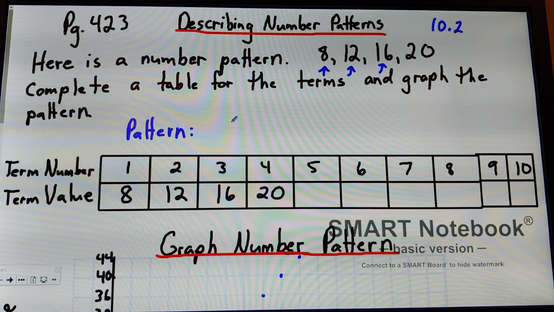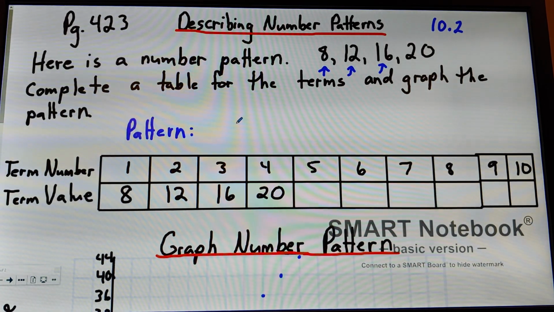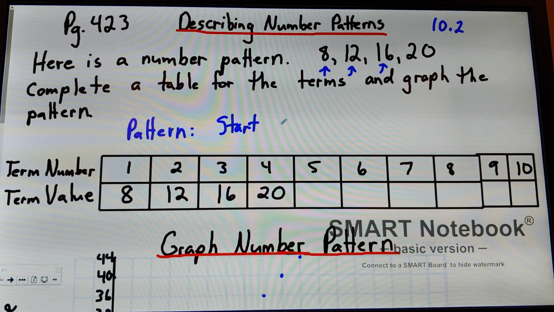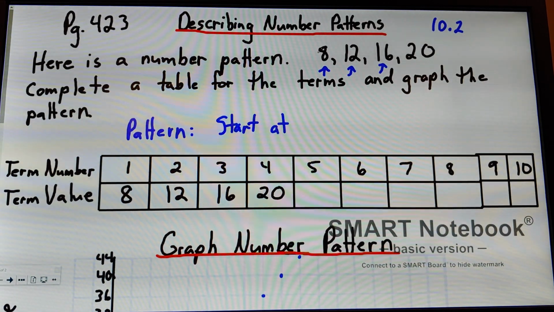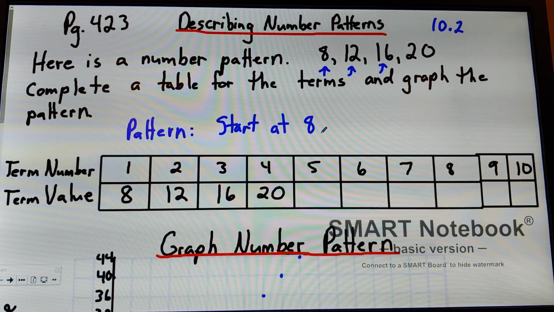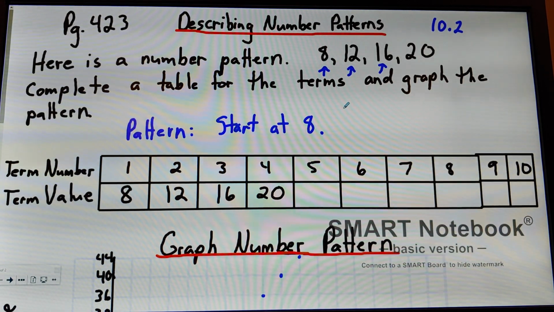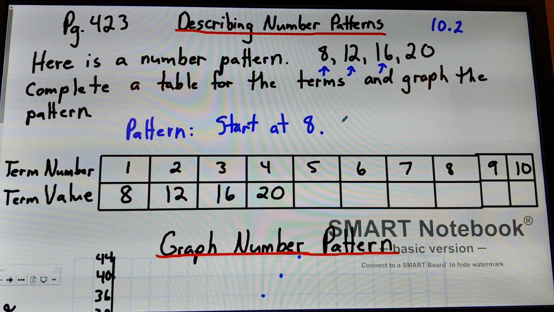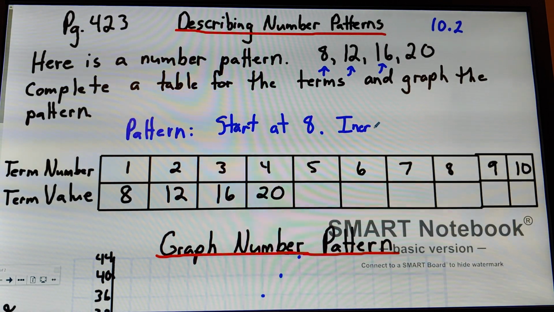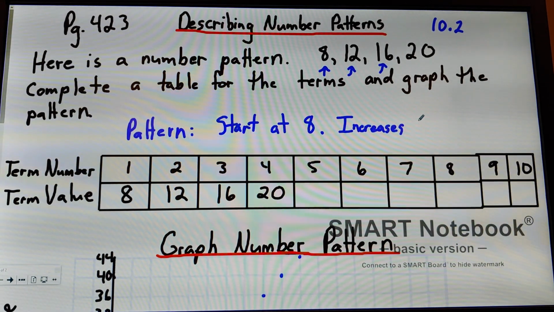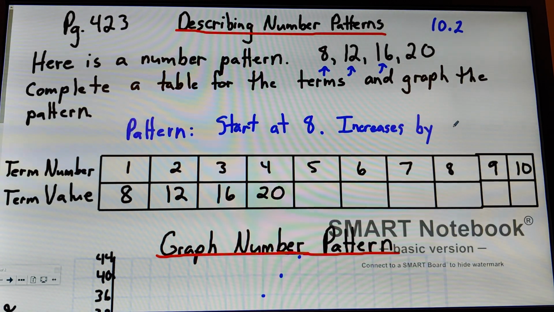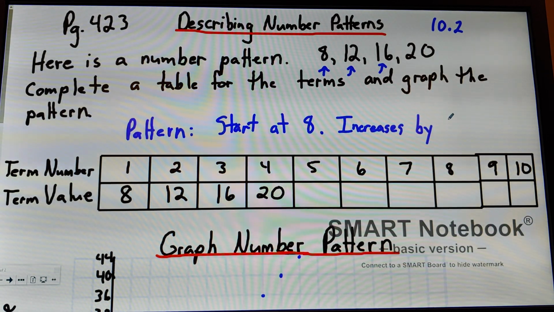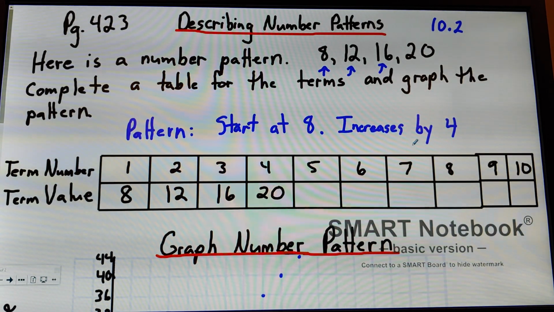The first thing they ask for is for you to say the pattern in words. And I'm sure you've done this before. So we're going to say, start at, and then, well, where do we start? 8. And then what's happening after that? Well, we go up to 12, then to 16, then to 20. So it's getting bigger. So we're going to say it increases by, and then how many is it going up by each time? From 8 to 12, 12 to 16, 16 to 20. Hopefully you just said it out loud or you're thinking it. Yeah, it increases by 4.